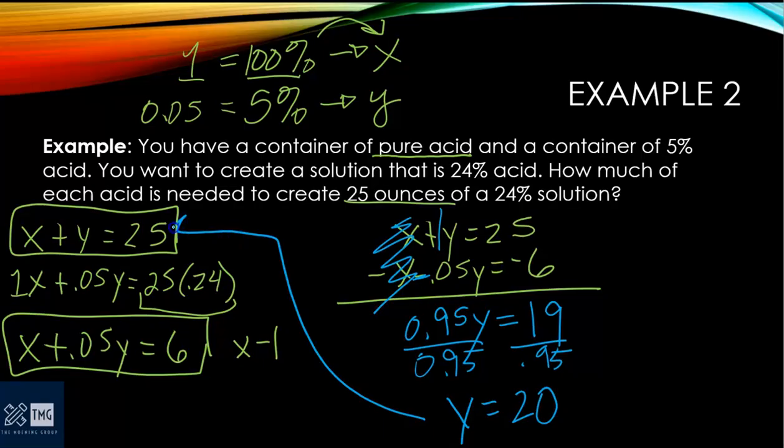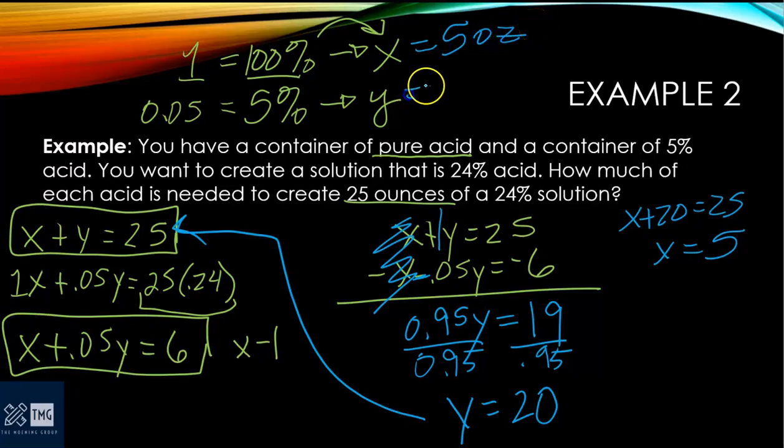So if I substitute that back into the original, I get x plus 20 equals 25. That means x is 5. So I need 5 ounces of the pure acid, and I need 20 ounces of the 5% acid in order to create 25 ounces of a 24% solution.